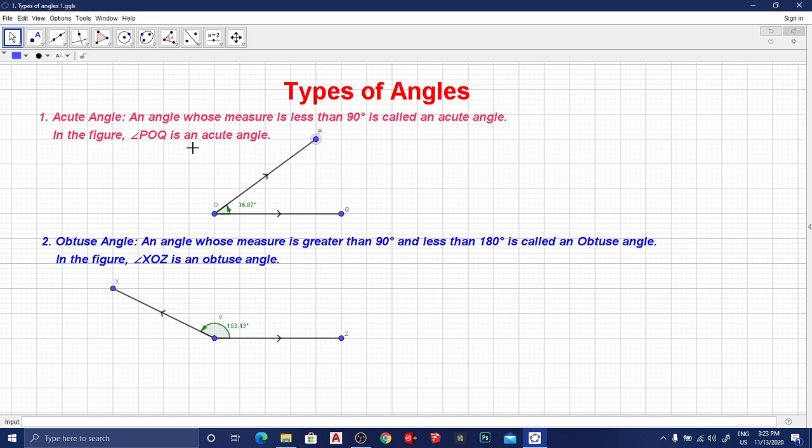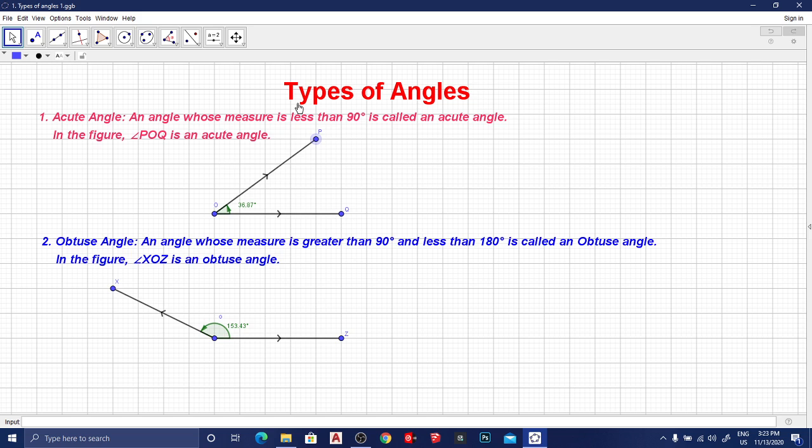What is the definition of acute angle? An angle whose measure is less than 90 degrees and greater than 0 degrees is called an acute angle. Okay, in this figure, angle POQ is an acute angle. So that's the definition of an acute angle.